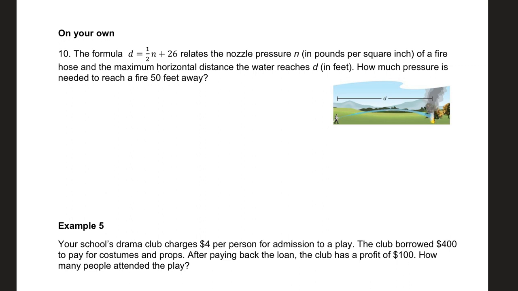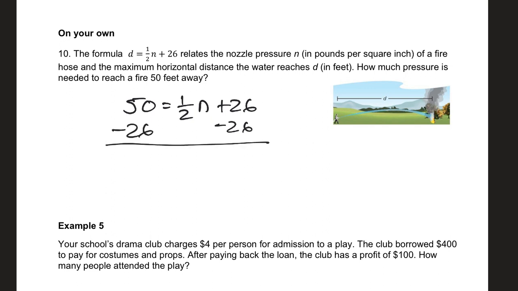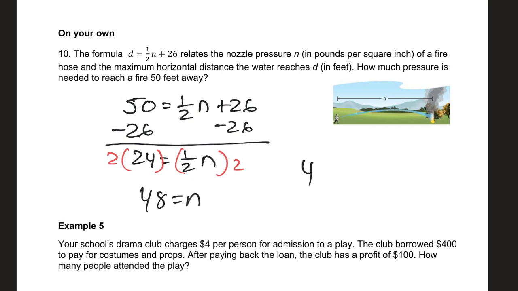All right, welcome back. Your setup should have been 50 equals 1/2 n plus 26. And then you're going to subtract 26 from both sides to get 24 equals 1/2 n. And then from here, you would multiply both sides by 2, and you're going to get 48 equals n. So the answer would be 48. But notice the unit here is pounds per square inch. So pounds per square inch.